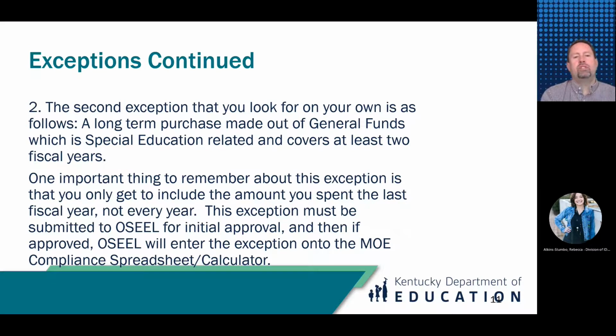A few examples of this one. One would be construction. Let's say you have some kind of construction that's special ed related. That could very likely go over 2 fiscal years. That's probably the most common one. And again, this one doesn't happen real often. There's also plenty of other potential long-term purchases that could be made out of your general fund, special ed related, and cover 2 fiscal years, and you're making payments on. It's large. It has to be a significant expense. And if you think you have this, email me, and we'll go from there.